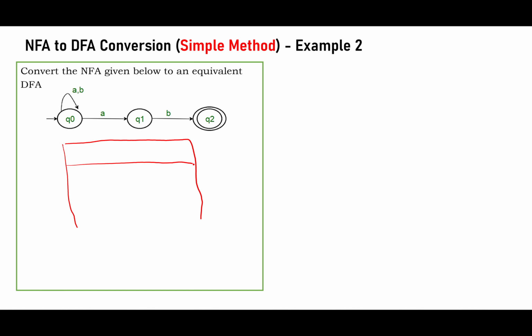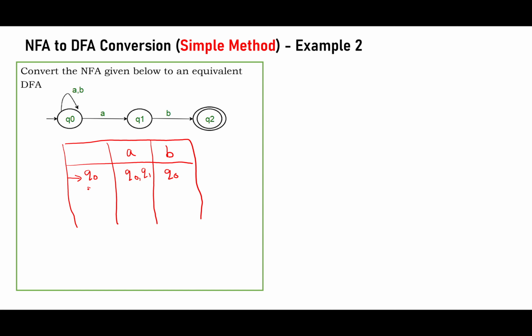Here the input is a and b. The initial state here is q0. What is q0, comma a? That is the transition from q0 for the input symbol a. It is q0, and one more, that is q1 also. So q0, q1. Then next q0 comma b. It is the same state, q0.